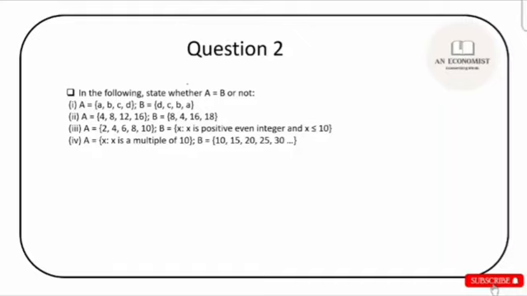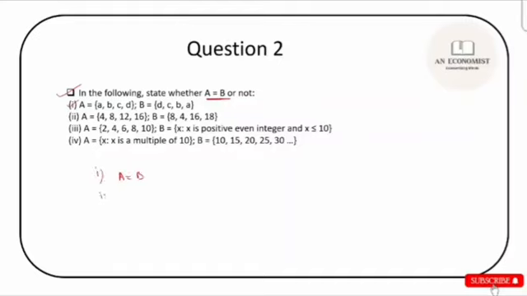The second question says, in the following statements, state which of the following satisfies the A equals to B criteria. So when will the sets be equal? We have discussed it. When the elements in both the sets are equal. The ordering doesn't matter, but if the elements in both the sets are equal, they will be treated as equal sets. So let's see the first one. Set A has A, B, C, D. Set B has D, C, B, A. So the elements are the same. Irrespective of order, we will say that in the first case A equals to B, right?